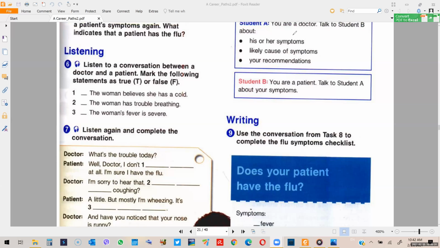Let us see number 6. Well, you have a pretty high fever. It looks like you're right about the flu. You'll need plenty of rest, and I'll prescribe something to ease the symptoms. Okay, so you have a pretty, which means very, high fever.